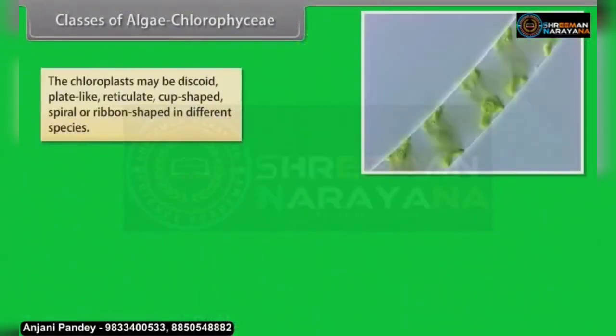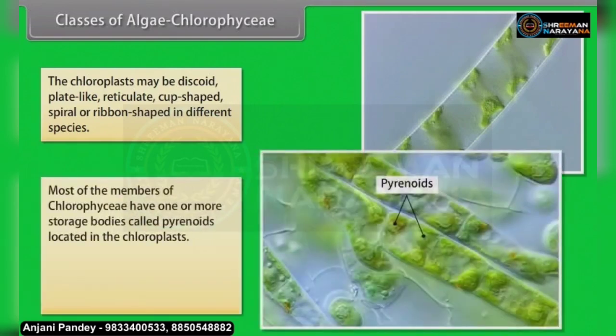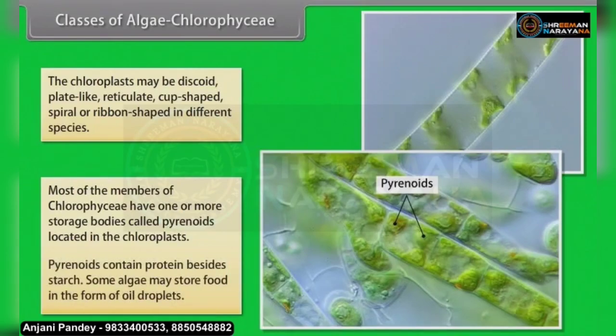The chloroplasts may be discoid, plate-like, reticulate, cup-shaped, spiral, or ribbon-shaped in different species. Most of the members of Chlorophyceae have one or more storage bodies called pyrenoids located in the chloroplasts. Pyrenoids contain protein besides starch. Some algae may store food in the form of oil droplets.